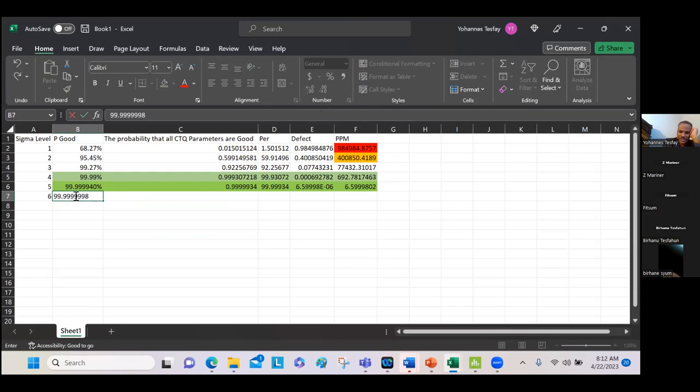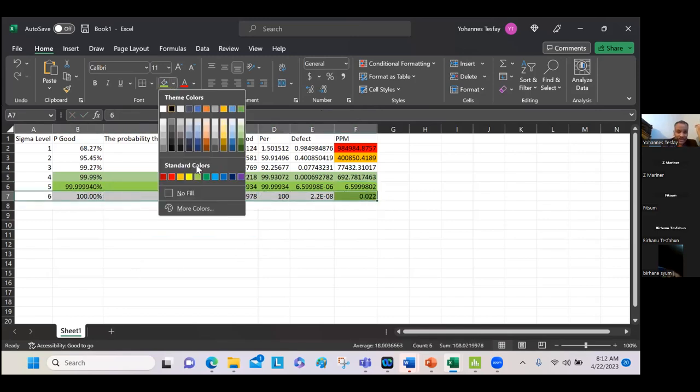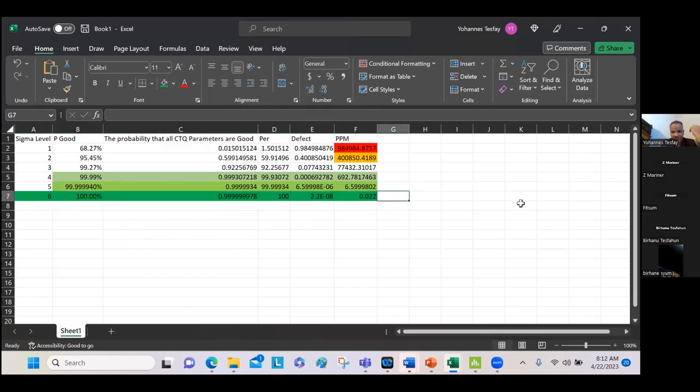99.999998. This is 6 sigma. So at 6 sigma the error I have is this. And the defect is how much? Almost 1 million parts, if I produce them at a 6 sigma process, then I don't have any defect in the market. This is error free, almost error free. Error free.